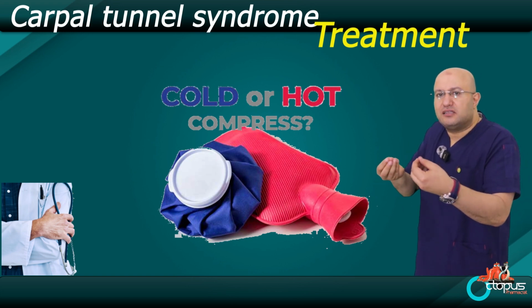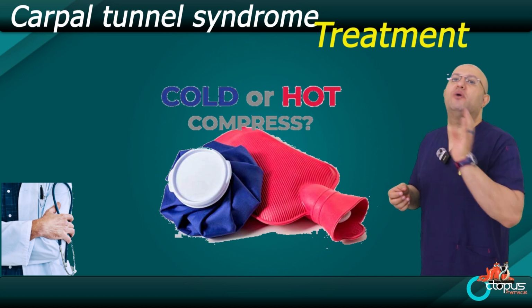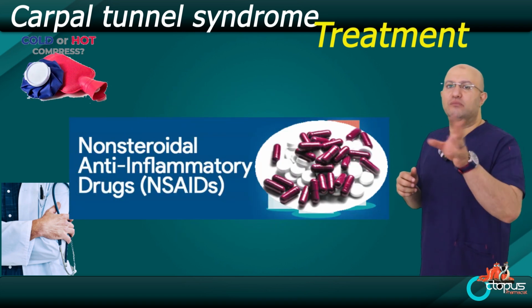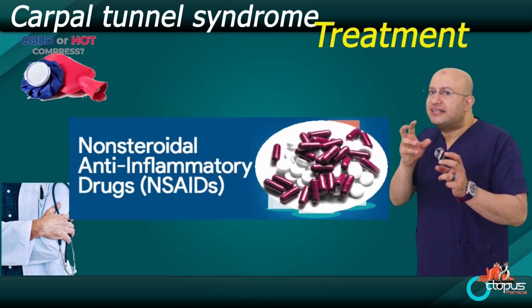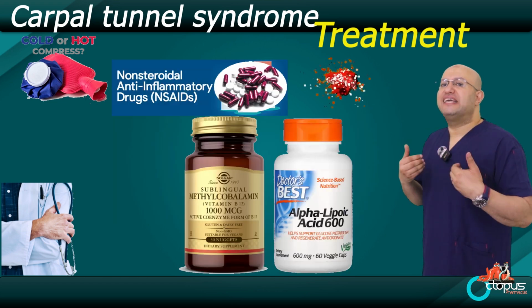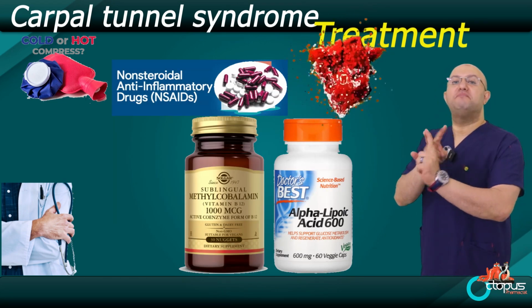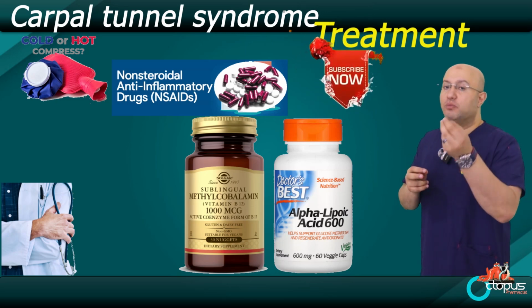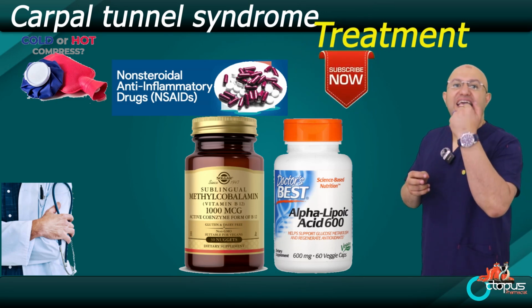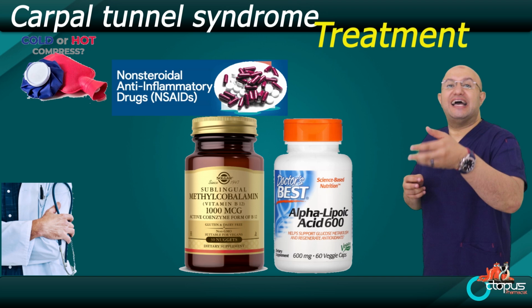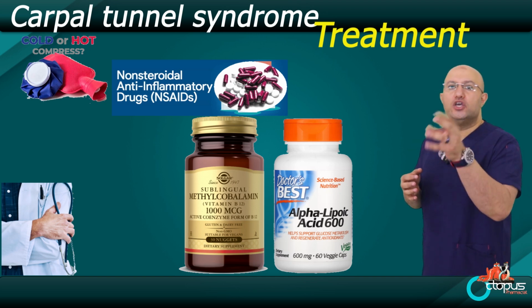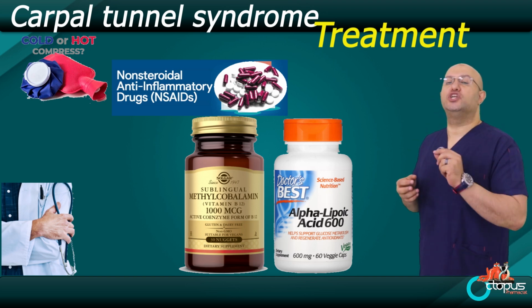Step 2, Pain management. Over-the-counter pain relievers, NSAIDs like ibuprofen, help reduce pain and inflammation. Caution: certain individuals, such as those with ulcers, asthma, hypertension, or kidney disease, should consult a doctor or pharmacist before use. Step 3, Vitamin and supplement therapy.